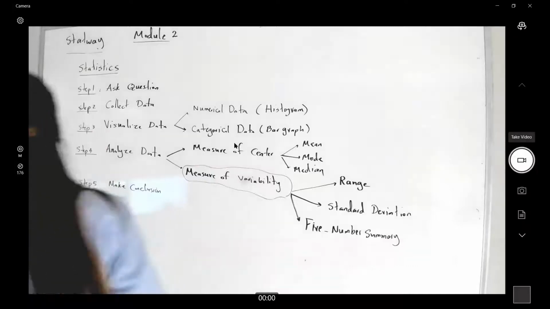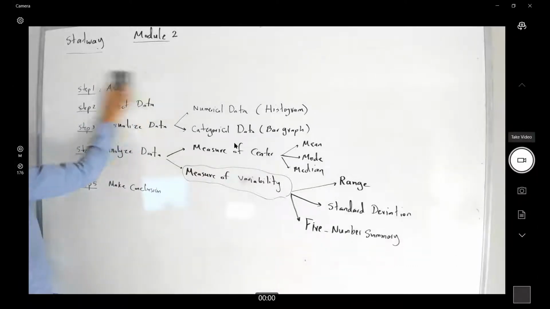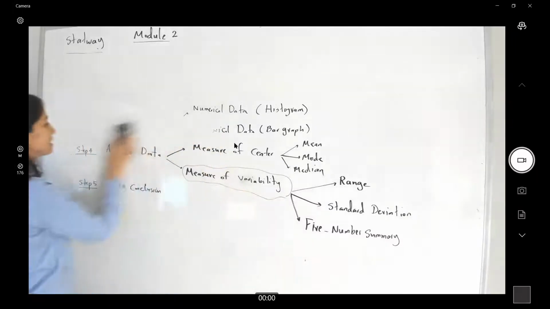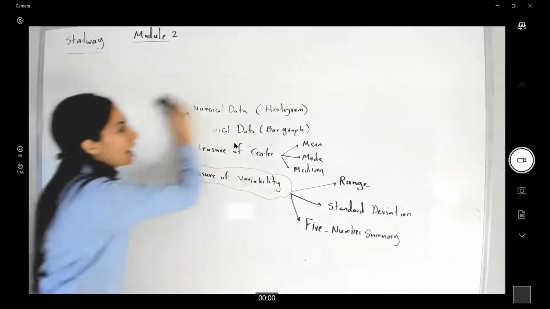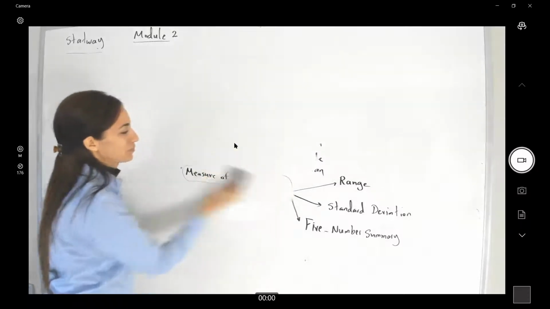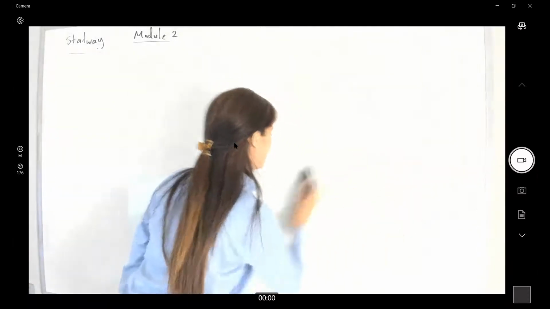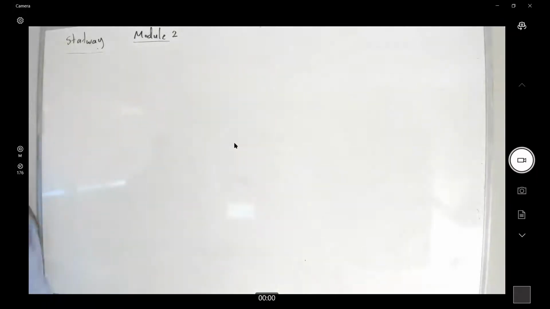Well, let us take a look at the board. Our focus is on measure of variability. We have a nice example, San Luis and San Francisco temperatures. We're going to do some calculations.